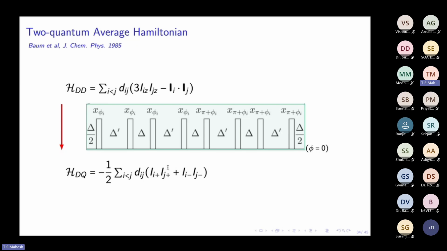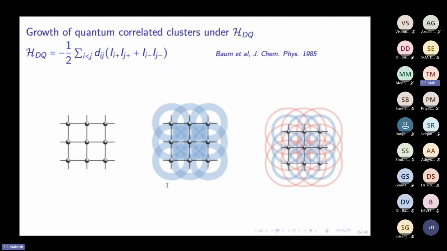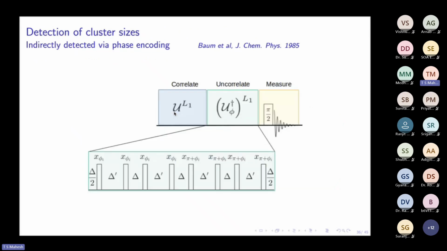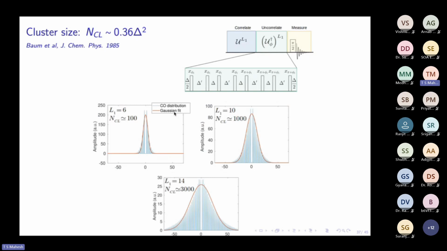So using such systems, we can realize this Hamiltonian. This is called the double quantum Hamiltonian, plus minus minus. Now, what is the property of this double quantum Hamiltonian? The double quantum Hamiltonian prepares entanglement. It starts entangling qubits with neighbors. So each qubit gets entangled with neighbors, and that entanglement size grows over time. Initially you start with all unentangled qubits, and slowly they get entangled.